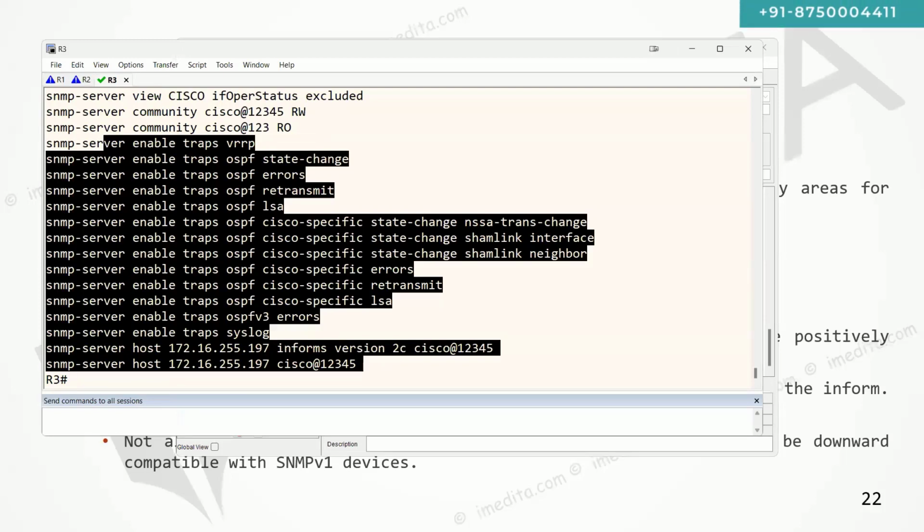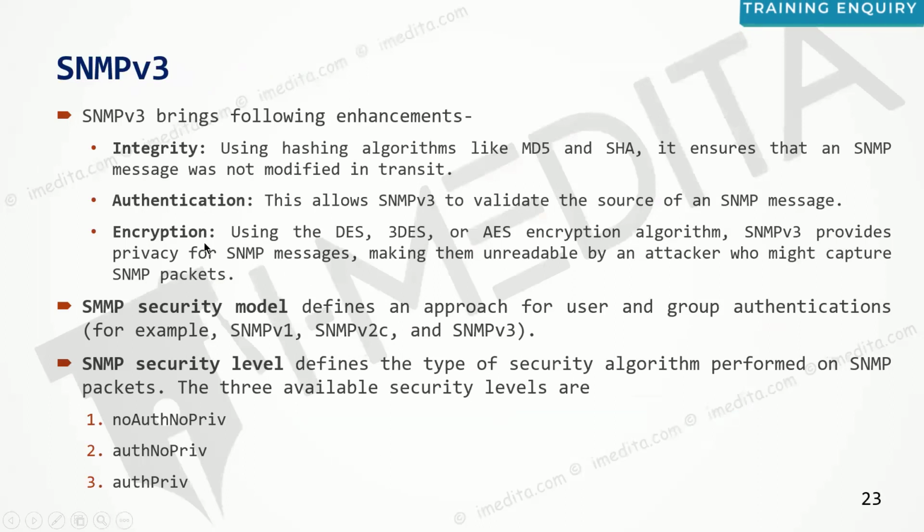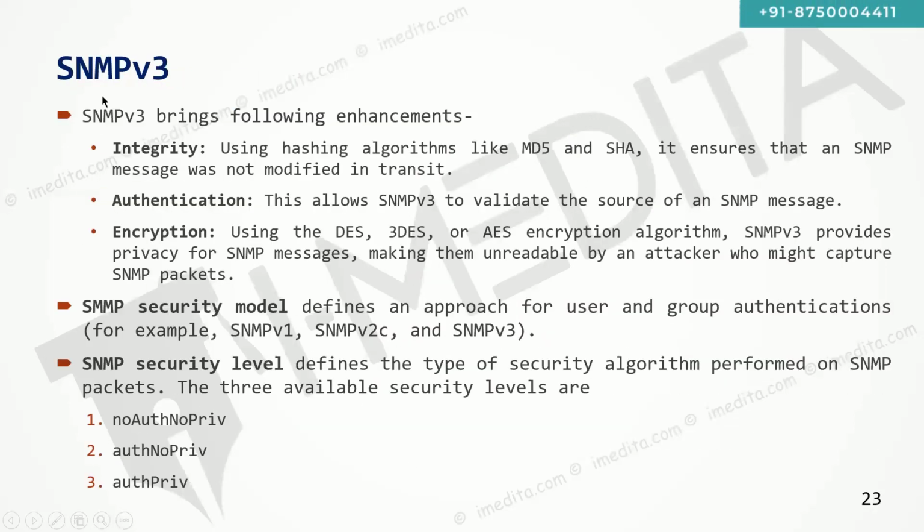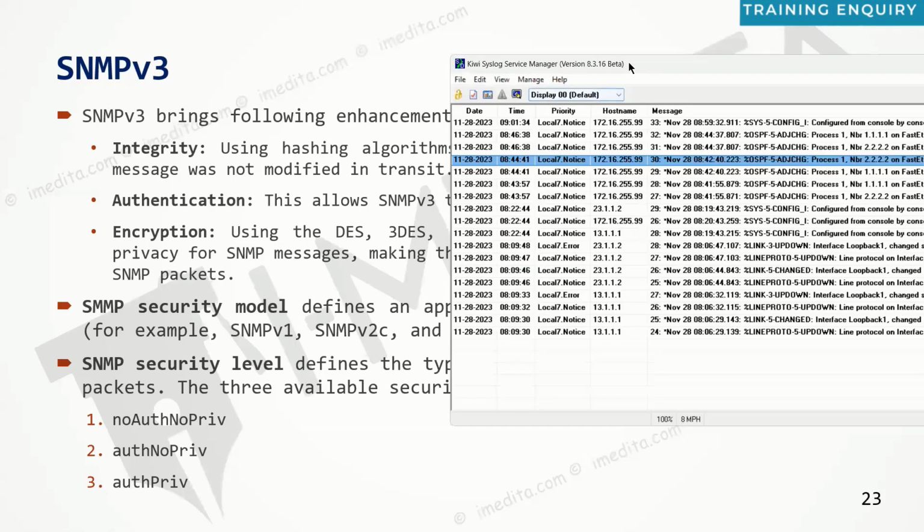Version 2 is still the more popular version. We can also go for version 3, where we get security in a much more enhanced way as compared to version 1 and version 2. Similar to this SNMP, we also have one more protocol that I will not say is exactly the same.